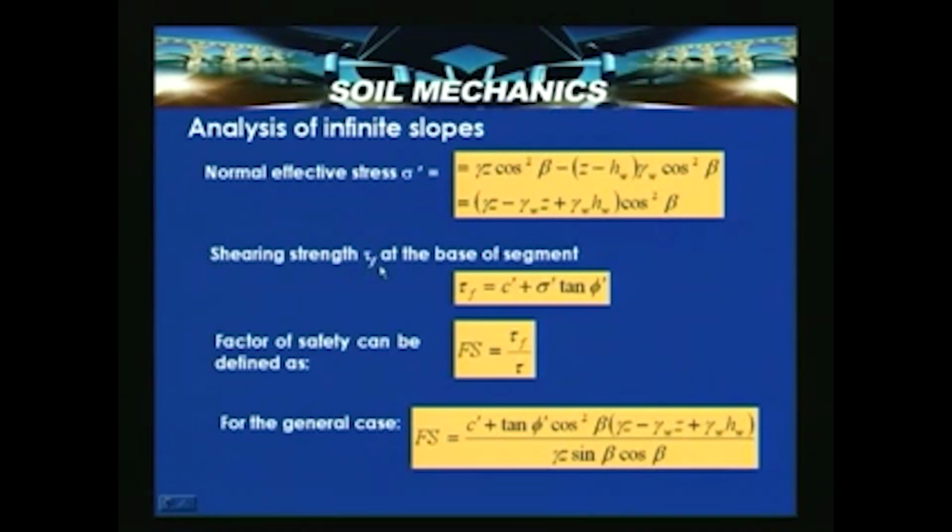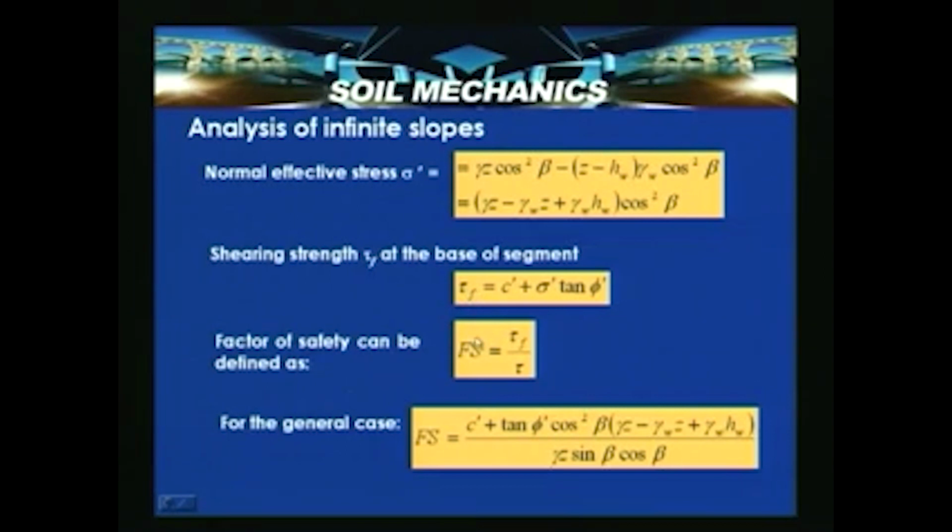The shear strength tau f at the base of the segment can be given as tau f is equal to c dash plus sigma dash tan phi dash. Here c dash is the effective cohesion of the material, phi dash is the effective angle of internal friction, and sigma dash is the effective stress. Substituting this, we get the shear strength at the base of the segment.